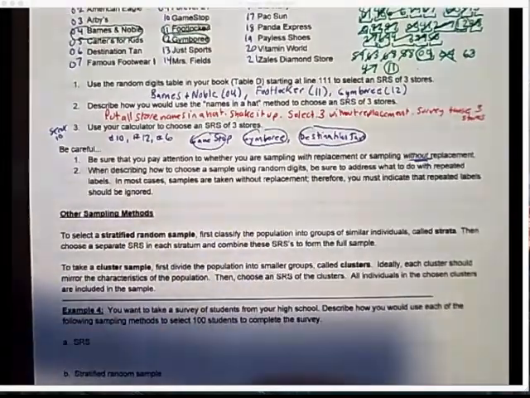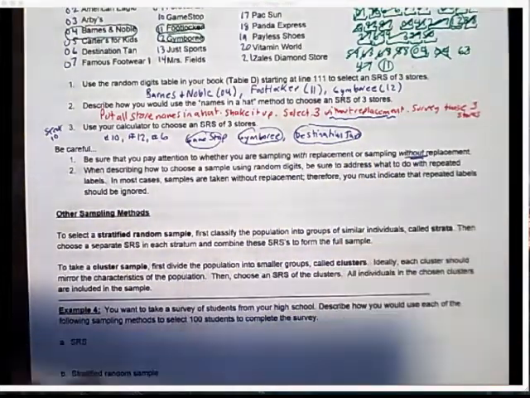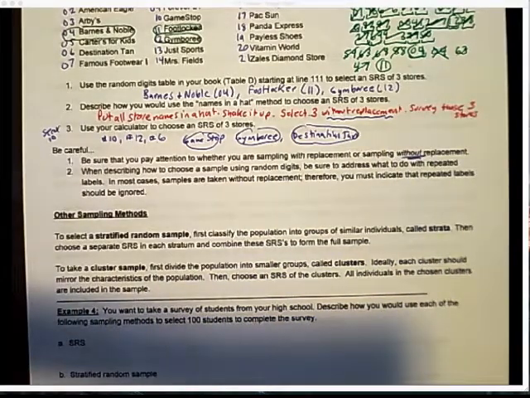When describing how to choose a sample, be sure to address what you do with repeated labels. Like I did here: select 3 without replacement. That lets the reader know that you're taking a name out of the hat, but you're not putting it back in. In most cases, samples are taken without replacement. Therefore, you must indicate with words that repeated labels should be ignored.